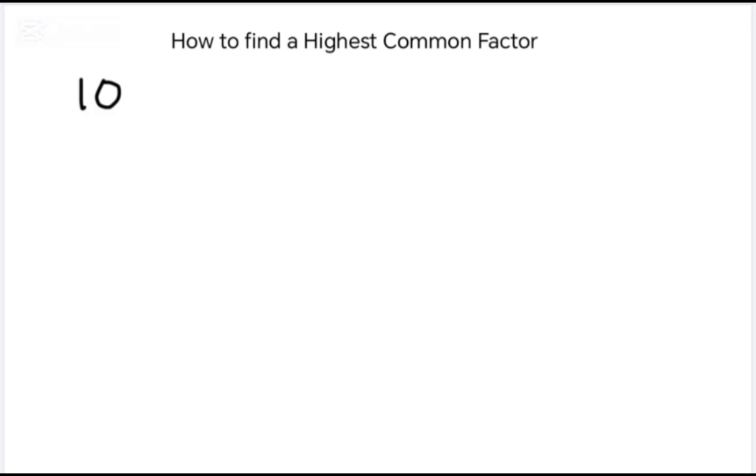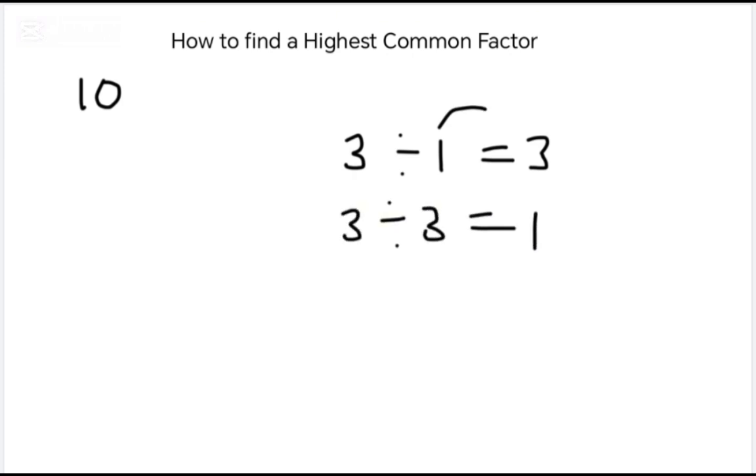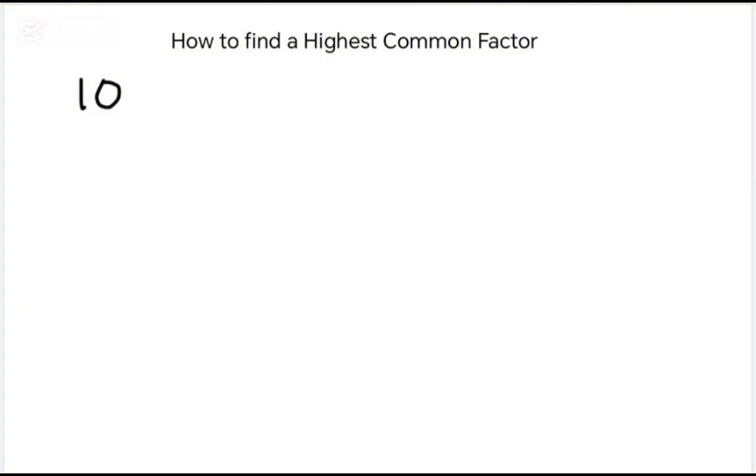I'll first show you with 3, what are the numbers that go into 3 without leaving any decimals. For example, 1: when we divide 3 by 1, we're getting 3. It means that 1 is a factor. Also, when we divide 3 by 3, we get 1. It means that 3 is also a factor of 3. So the factors are those numbers that go in without leaving anything.